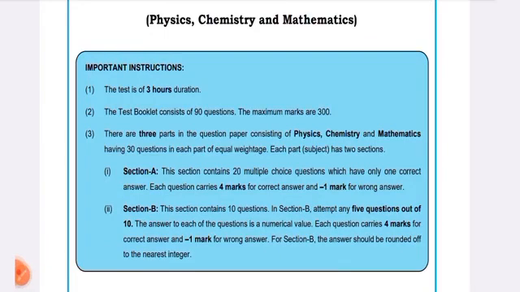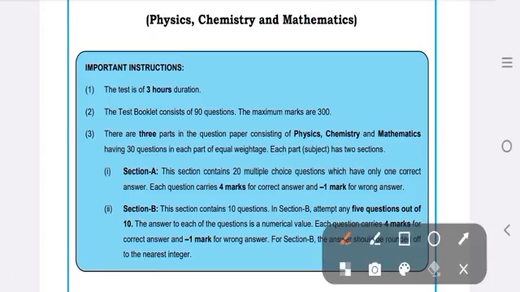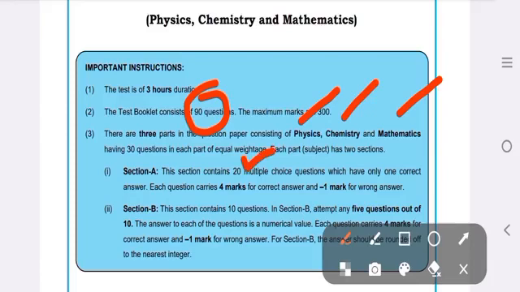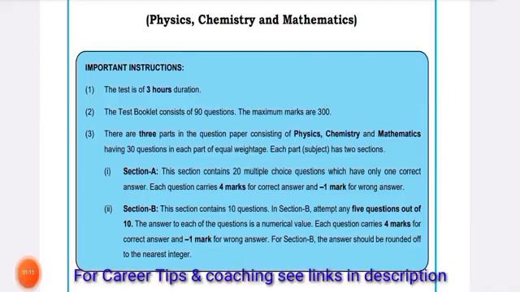So basically, as you know, it is having 3 parts: physics, chemistry and maths. Each part consists of 30 questions, and 30 into 3 is 90 questions. You need to write 20 questions from each subject, that is for objective. And out of 10, you have 5 questions to be answered, that is numerical, as you said earlier. So total is 300.